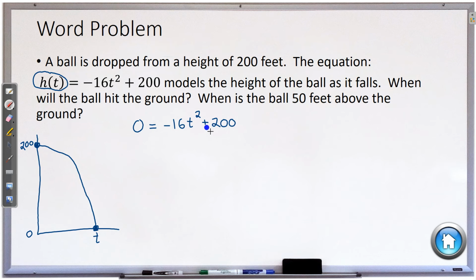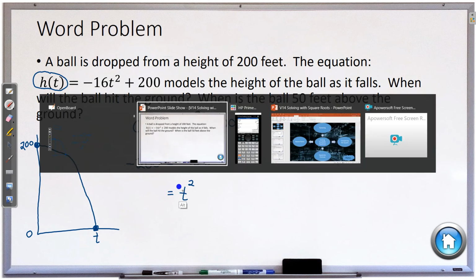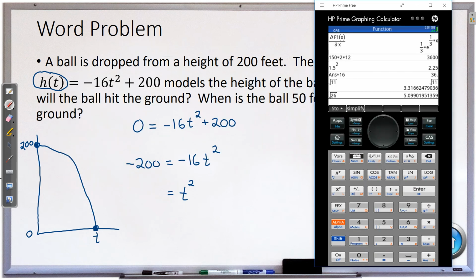So let's see. To solve this, we got to subtract 200 to the other side. So there is negative 200 on that side, negative 16t squared. We need to divide both sides by negative 16. So I know this answer will be positive, but what is 200 divided by 16? Let's get a decimal answer here. 12.5 it looks like.